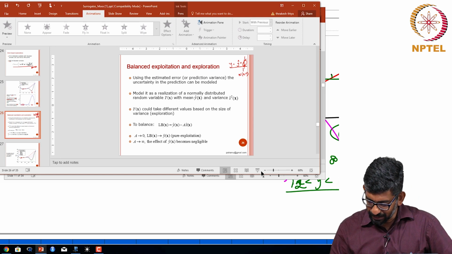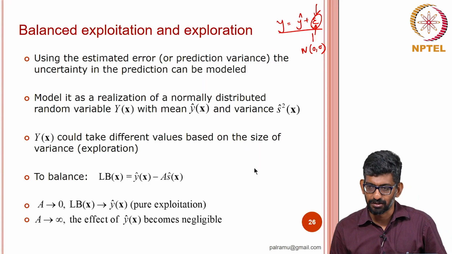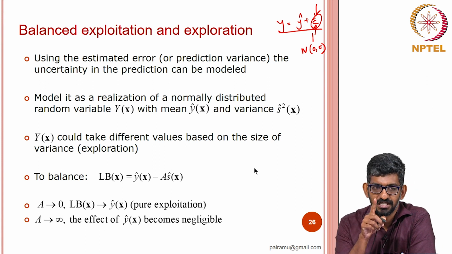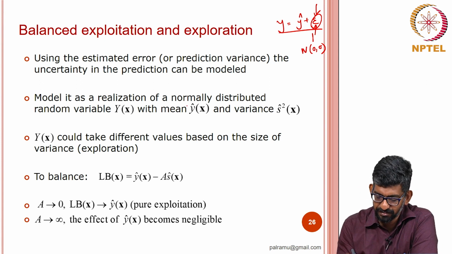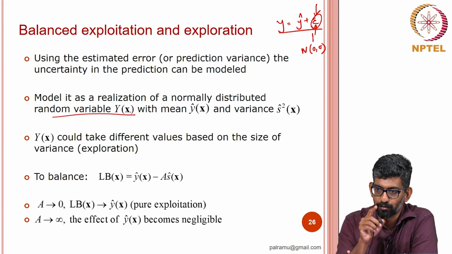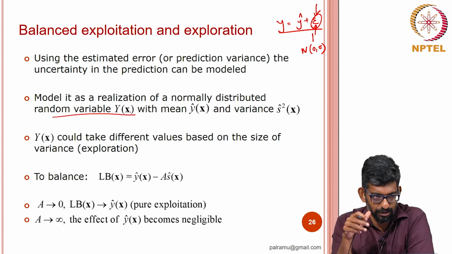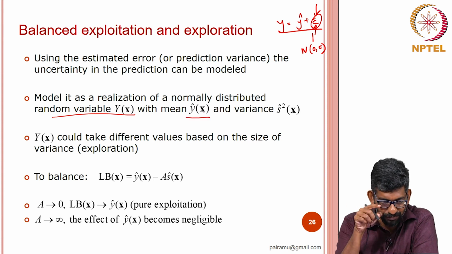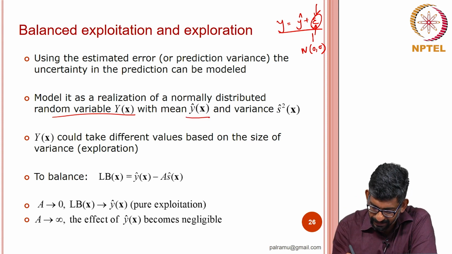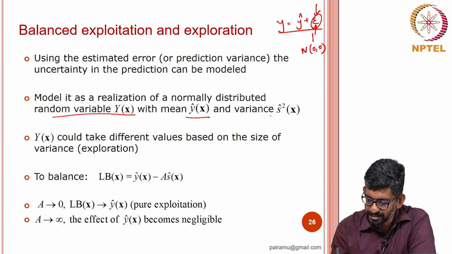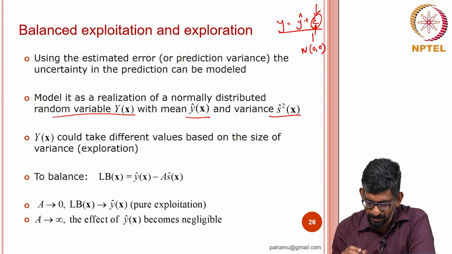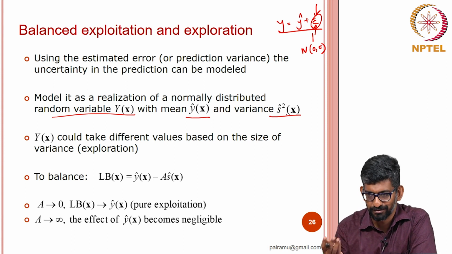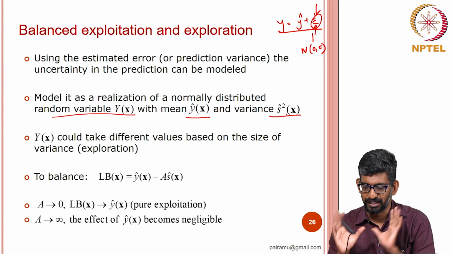So, the same idea is going to be used here. What we are doing is taking this prediction variance and saying this is a realization of a normally distributed random variable y of x, which is what you are trying to predict here, with the mean y hat of x, which is what you have for a particular point x, and some variance. This y hat you will get from your model, and this s squared we saw through your correlation, you can get this information.